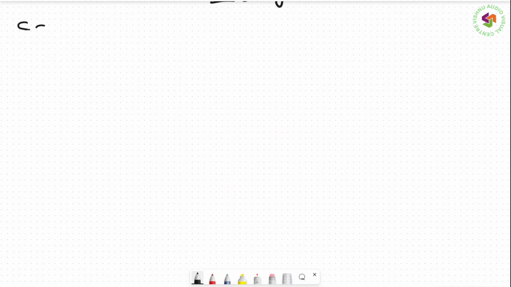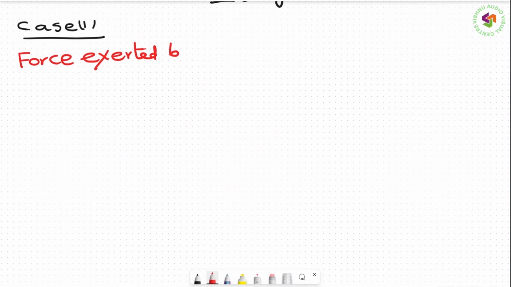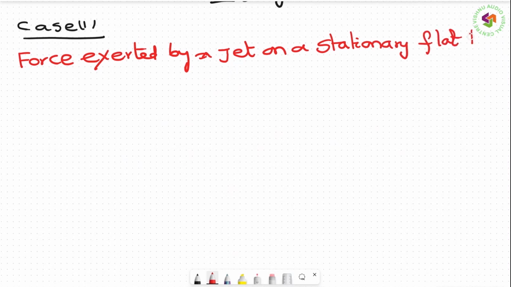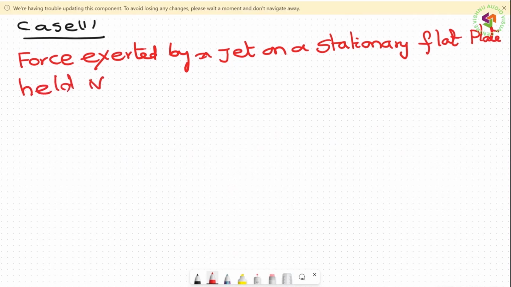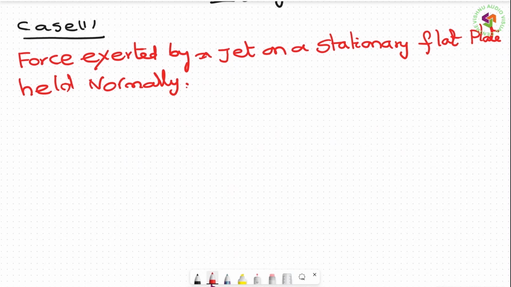So case one: force exerted by a jet on a stationary flat plate held normally. So I will show you the figure also, how it will be.